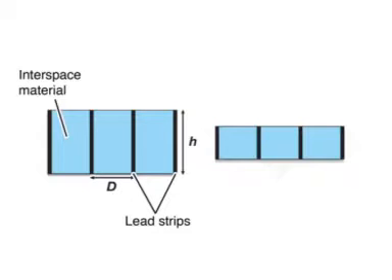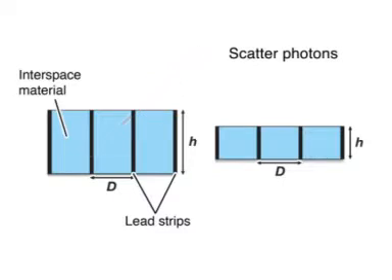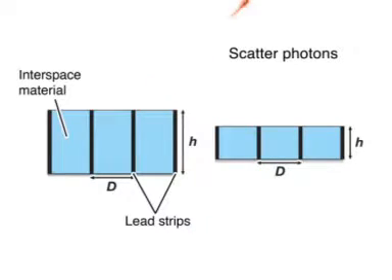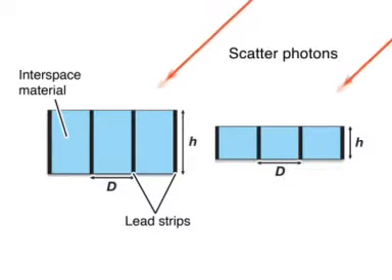In this case, the height of the lead strips in the second grid is only half the height of the first grid. Therefore, the grid on the right also has a lower grid ratio. This change in grid construction affects how well the grid absorbs scatter radiation. Higher grid ratio grids have taller lead strips or less distance between the strips. Therefore, higher ratio grids are able to remove more scattered radiation than lower ratio grids, as shown here.